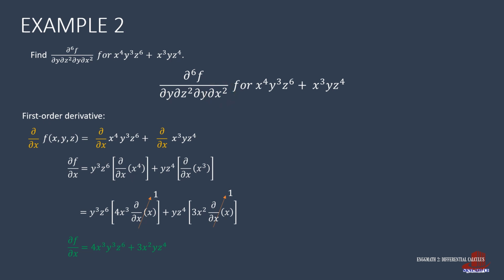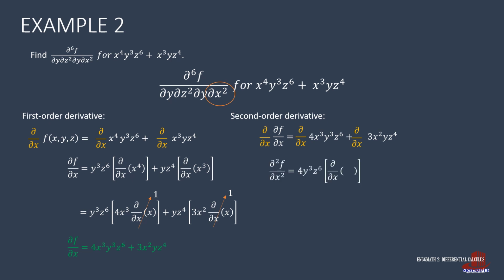After the first partial derivative, check which to use for the second order. In here, note that the next independent variable to work the partial derivative with is again x. So take the second partial derivative of f with respect to x. Having 4y cubed z raised to 6 times the derivative of x cubed plus 3y z raised to 4 times the derivative of x squared.